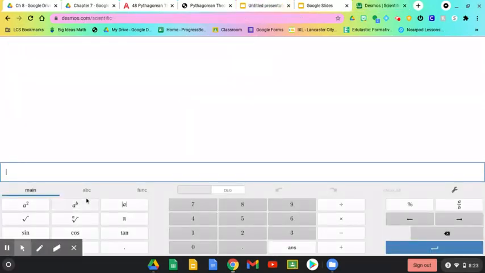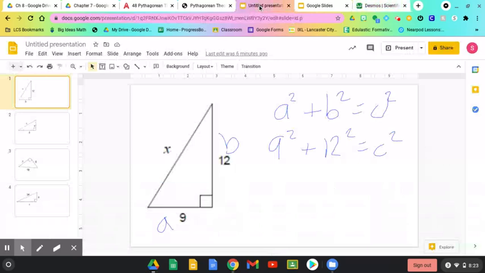So in our calculator, it's going to look like this: 9 squared plus 12 squared. And you'll see that gives us 225. So I'm going to come back over to our work here and say that this 9 squared plus 12 squared in the calculator simplifies to just 225. So now 225 equals C squared.